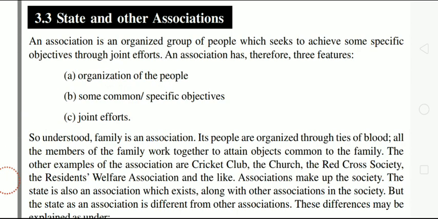3.3 State and other associations. An association is an organized group of people which seeks to achieve some specific objective through joint effort. An association has therefore three features. A. Organization of the people. B. Some common or specific objective. C. Joint effort.